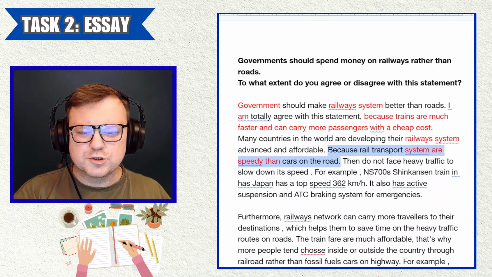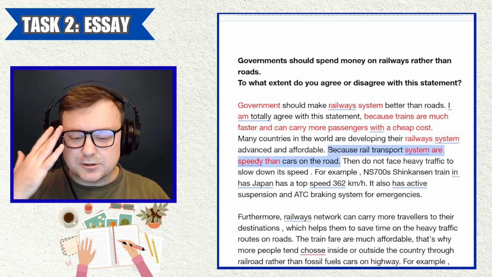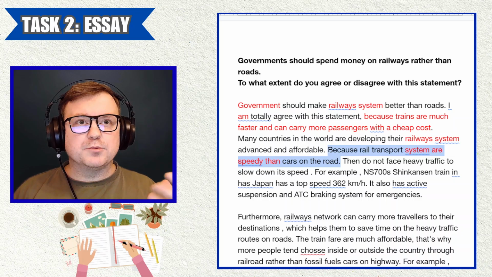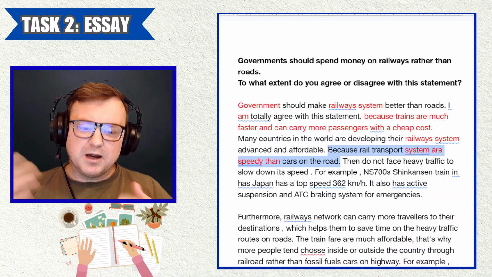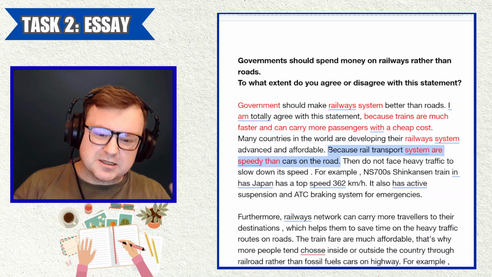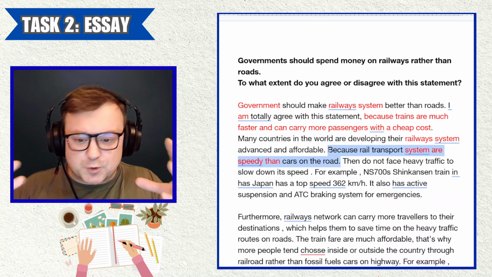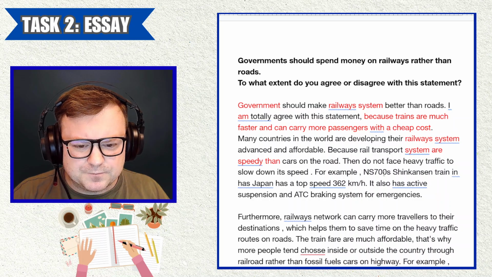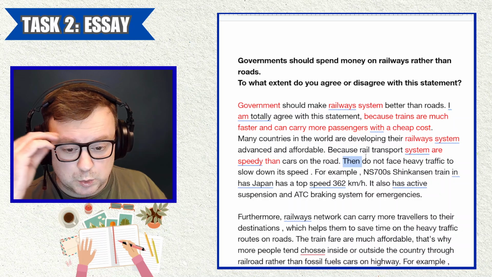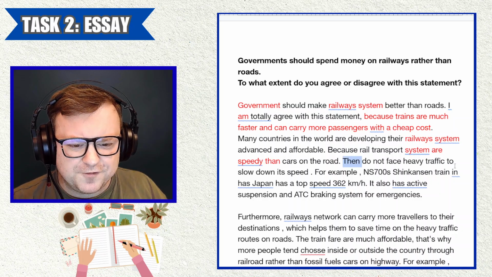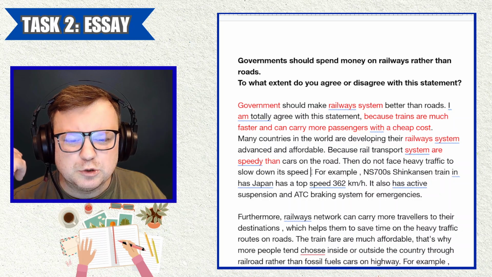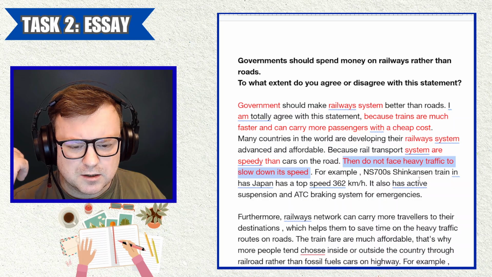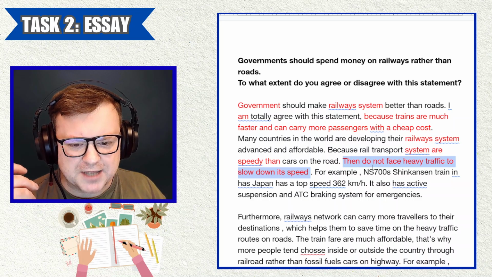So we have a because clause, which is standing as an independent clause, but because clauses can't be independent. We can't have sentences that are just because I was late. We have because I was late, my friend was angry, or my friend was angry because I was late. But we can't have because I was late or because rail transport system are speedier than cars on the road as one sentence. So, yeah, that doesn't work. Then, whoa. Then do not face heavy traffic to slow down its speed. So we are losing coherence badly here. Now I'm confused. I would have to reread this to understand what the candidate is saying.